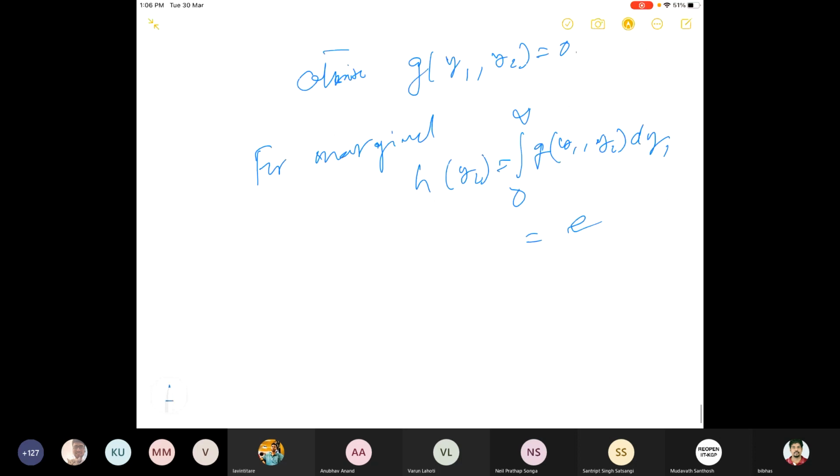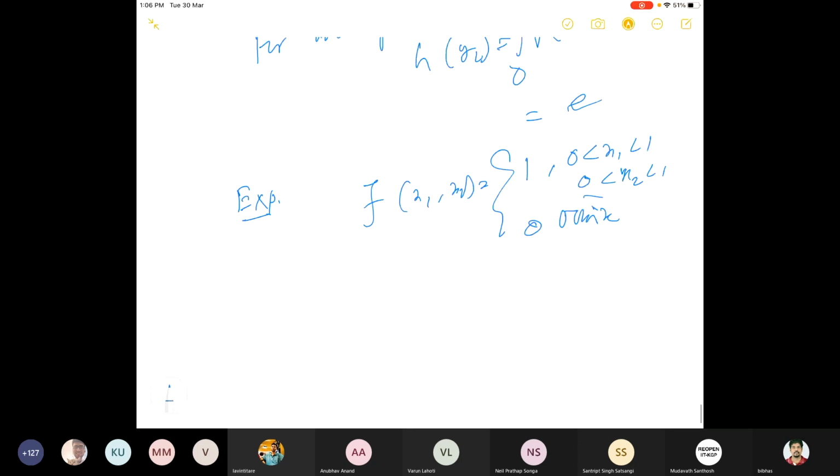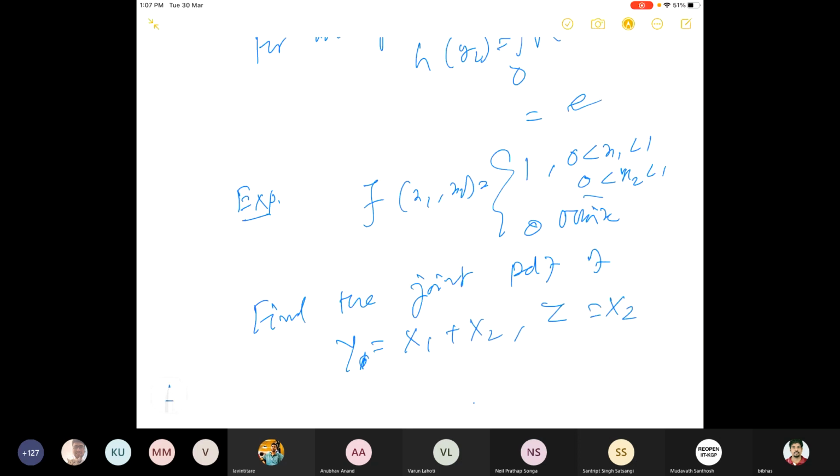Okay, let us see one more example. This is the last example. Suppose f of x1, x2 is defined as 1 for 0 less than x1 less than 1 and 0 less than x2 less than 1, and 0 otherwise. The question is to find the joint PDF of y and z, where y is equal to x1 plus x2, and z is nothing but x2 itself.